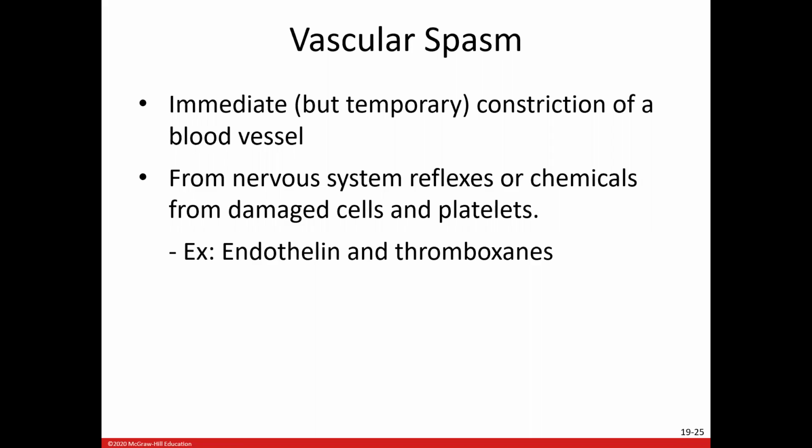Ultimately, this can happen in two different ways. First is that the nervous system can act on the blood vessel, sending signals to the blood vessel, allowing it to constrict. Or we can have chemicals get released from either damaged blood cells or platelets, such as endothelin, which is a type of amino acid, or thromboxanes. And this is a class of lipids. Both work just like the nervous system reflex. They allow the blood vessel to tighten and constrict.